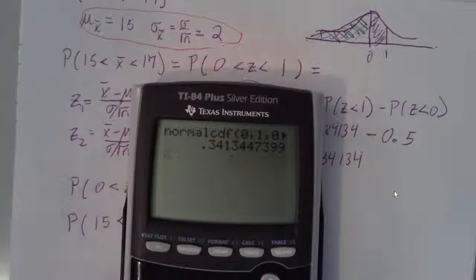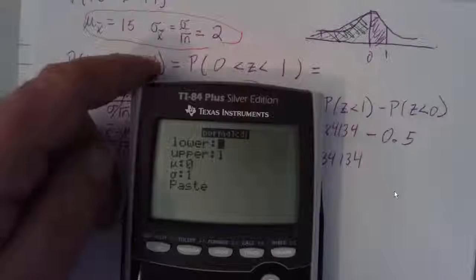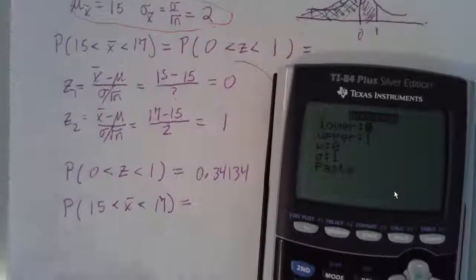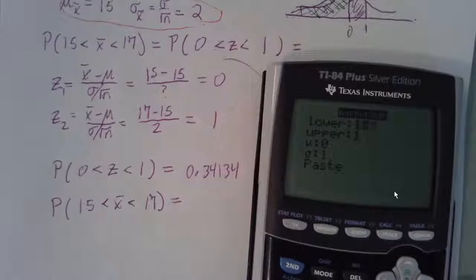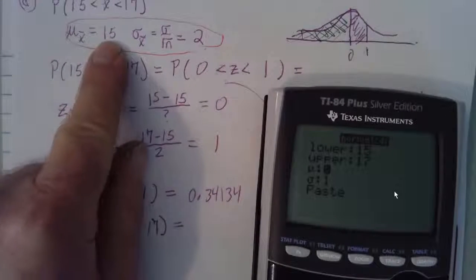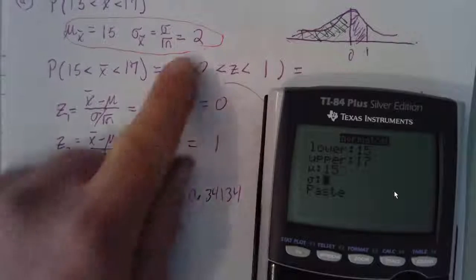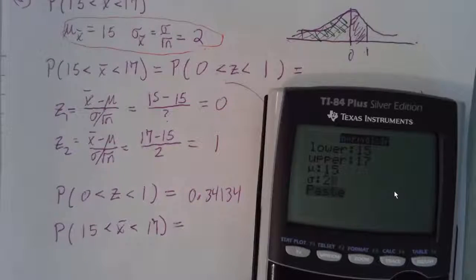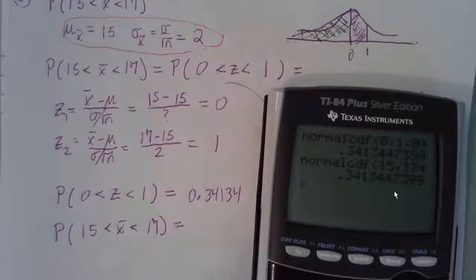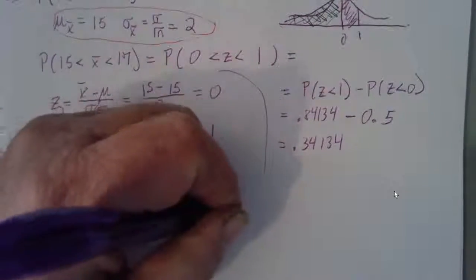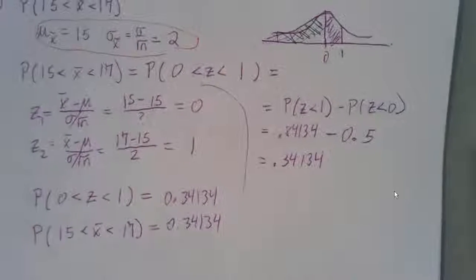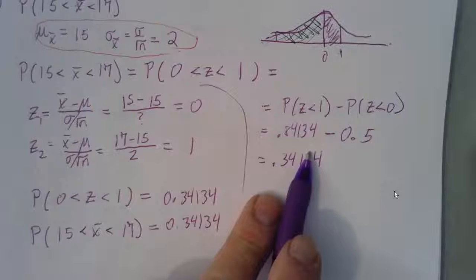I'm going to go to distribution, normal CDF. Now the lower, I'm going to say, is not 0 and 1. I'm going to work with x bars directly. So 15 to 17. But now my mean and standard deviation are 15 and 2. And if I run that, look at that, I get exactly the same value again, 0.34134. And so there are three ways we could do it. This is the way you would do it if you're working with a paper table.